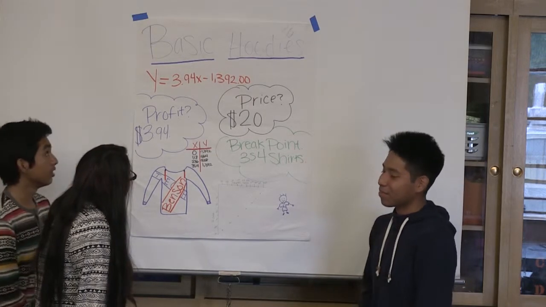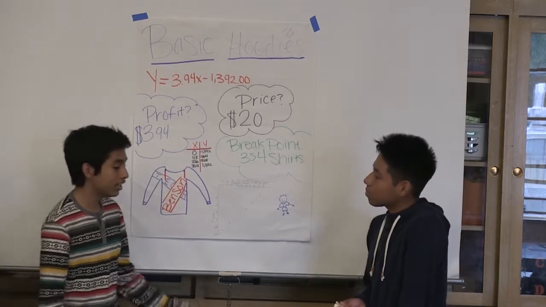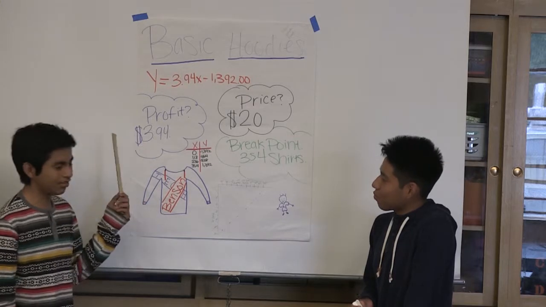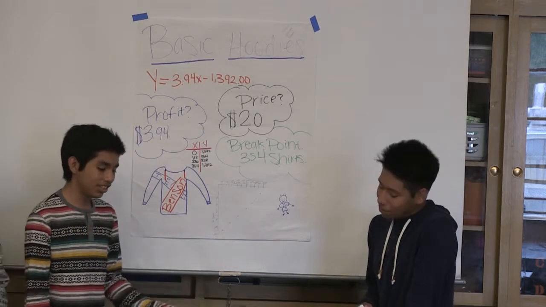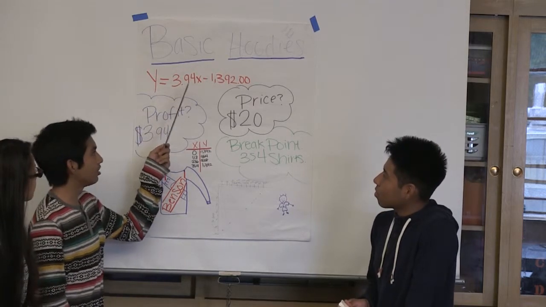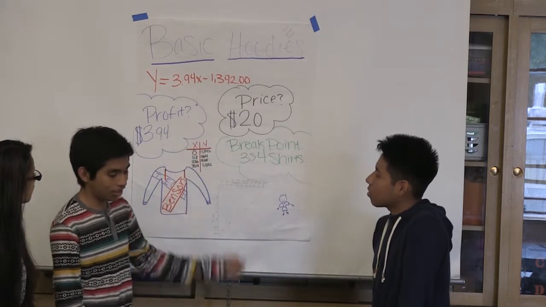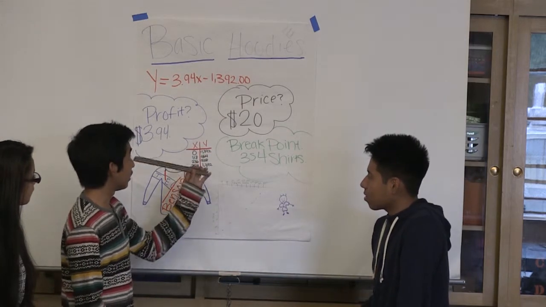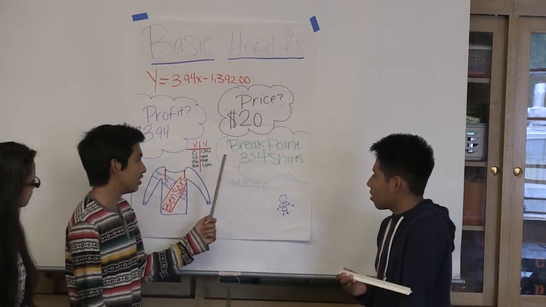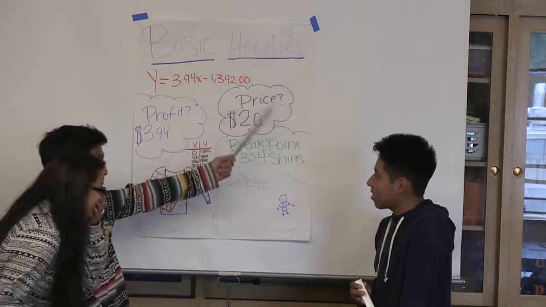For the heat press, we had to spend $1,392, and that's how much we'll be in debt. With $3.94 in profit, our rule will be y equals 3.94x minus 1,392. Since we did the math, our break-even point is selling 354 hoodies. It says shirts, but it means hoodies since we're doing basic hoodies.